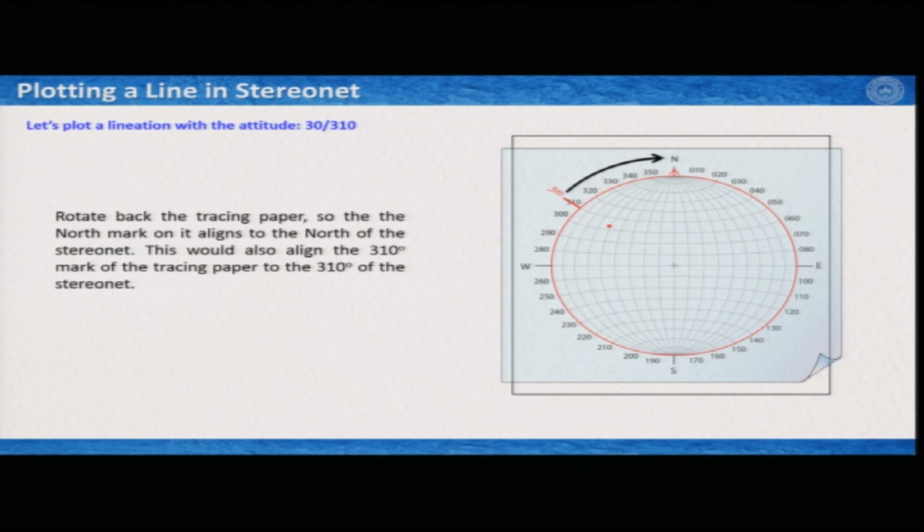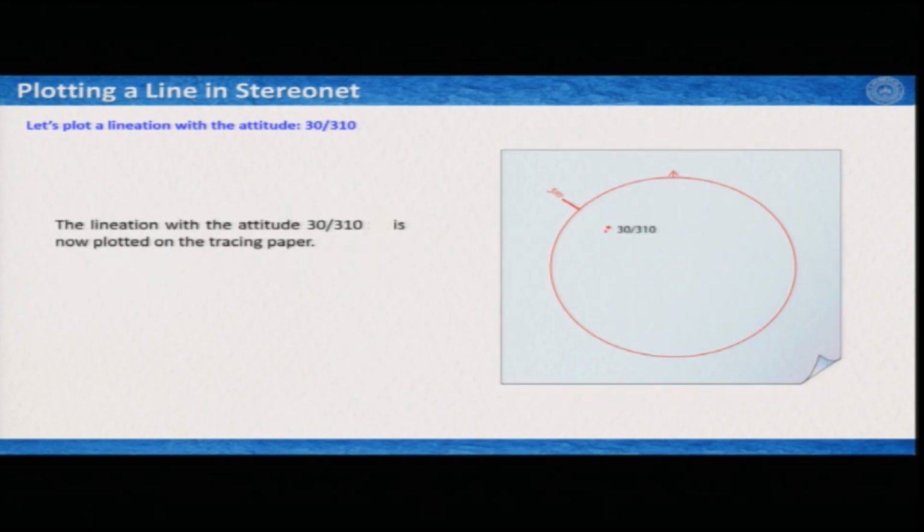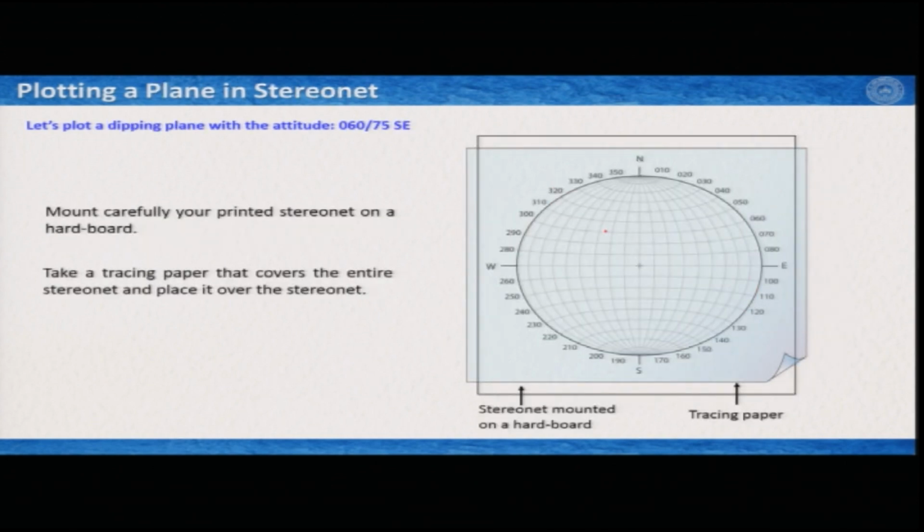Now, this would also rotate this point D that we have marked in the previous step. So, this is the point D, and this point is the plot of the lineation with the attitude 30 degree 310 on the Stereonet. Now, let us see how we can plot a plane on the Stereonet.